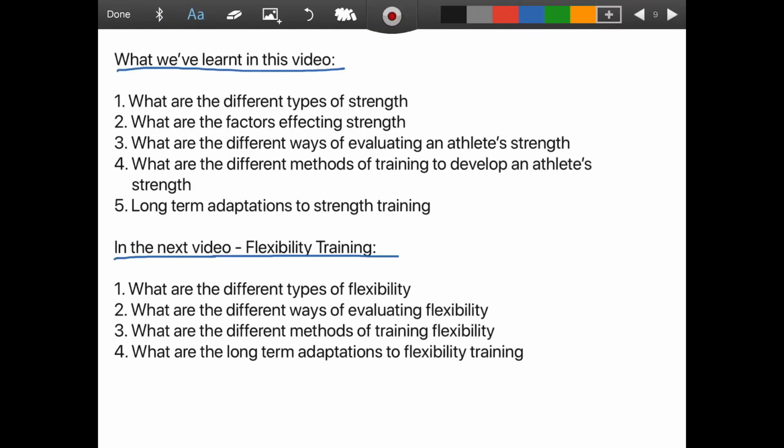So we can now explain what the different types of strength are. We can understand the factors affecting your strength. We understand what the different ways of evaluating an athlete's strength are. We know what the different methods of training to develop an athlete's strength are. And we understand the long-term adaptations to strength training. Moving into the next video, however, we are going to look at flexibility training. So we need to understand what the different types of flexibility are, what the different ways of evaluating flexibility are, what the different methods of training flexibility are, and what the long-term adaptations to flexibility training are.